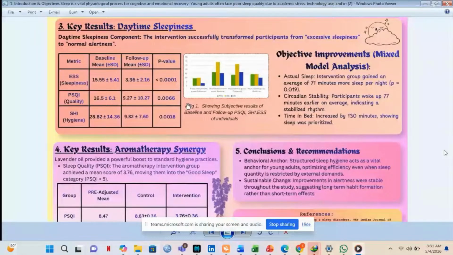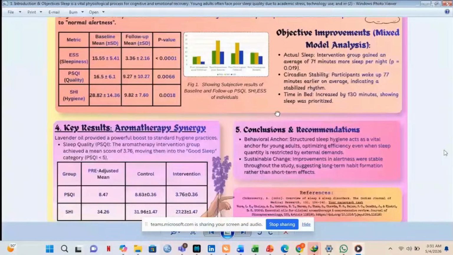So these results prove that sleep hygiene and lavender aromatherapy work on individuals who are facing sleep issues. Let's conclude our presentation. There is no need for any complex medical intervention to fix your sleep issues. We only need a drop of lavender oil and some good habits to make us healthy and productive.